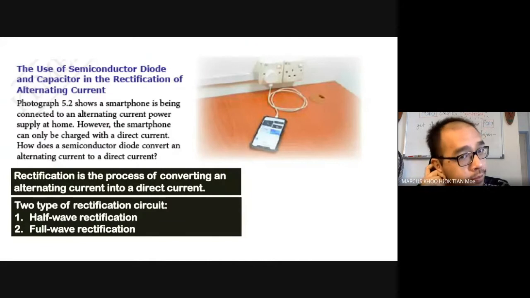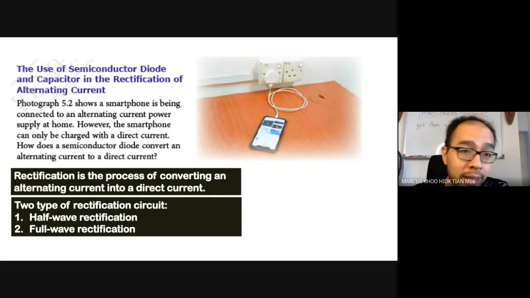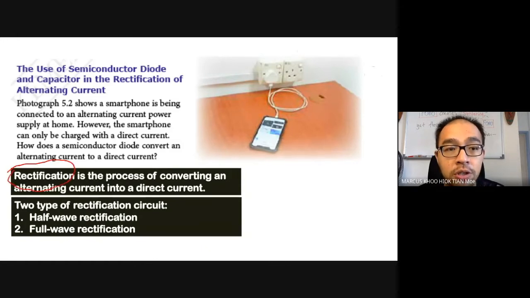As I said just now, one of the uses of the semiconductor diode, especially in the electronics world, is when your smartphone is being charged. It can only be charged with a direct current. That makes sense because you have a battery in there. So how does the semiconductor diode convert an alternating current to a direct current? We use a process called rectification. Rectification is the process of converting an alternating current into direct current.